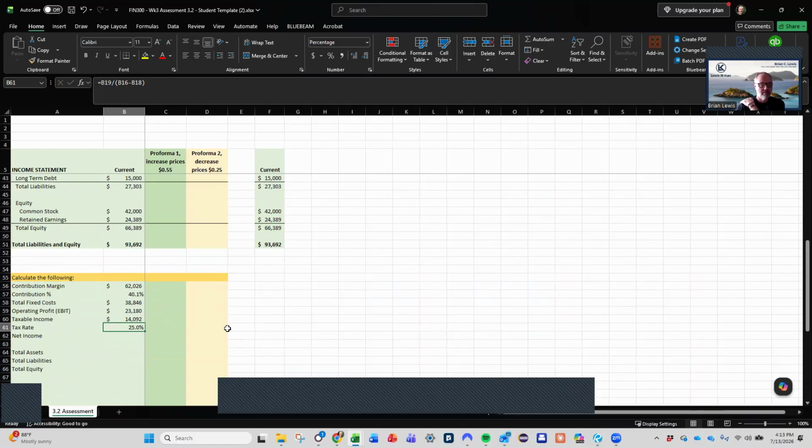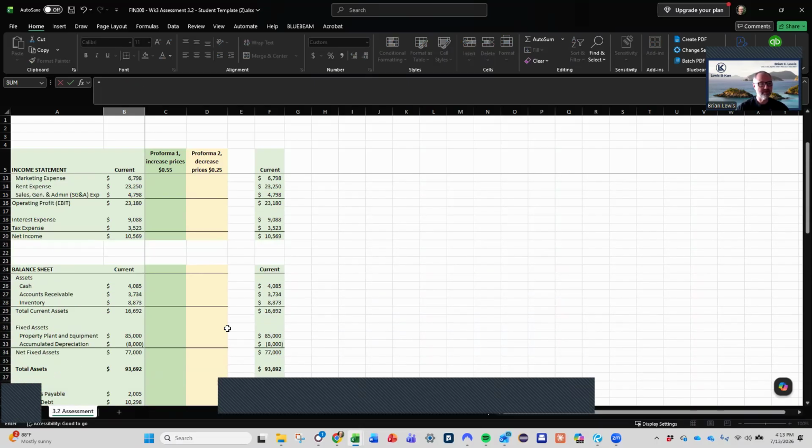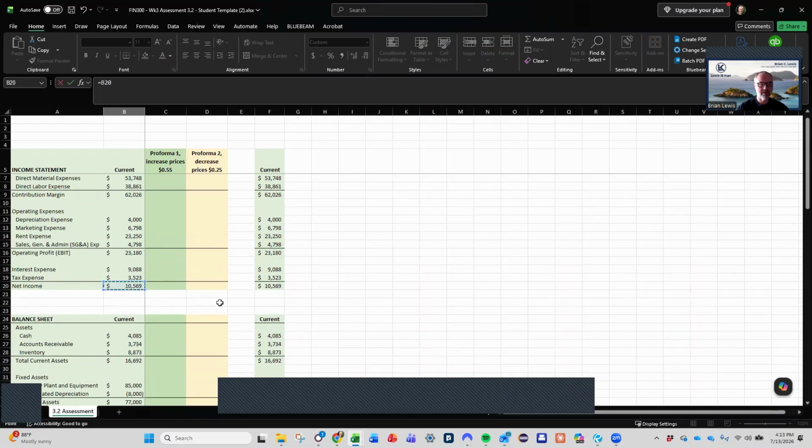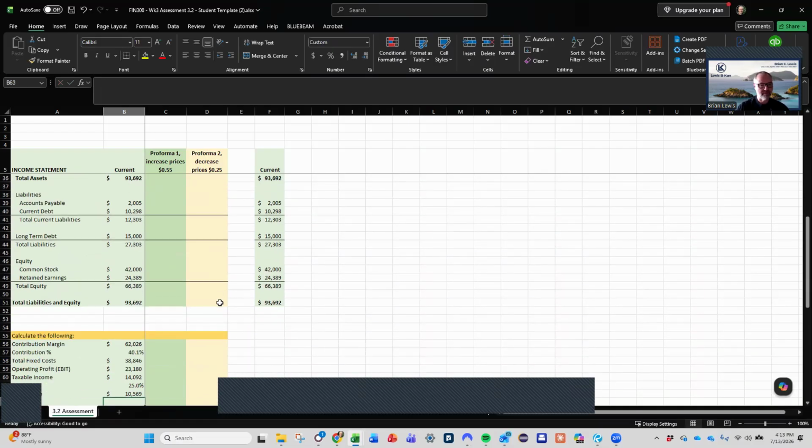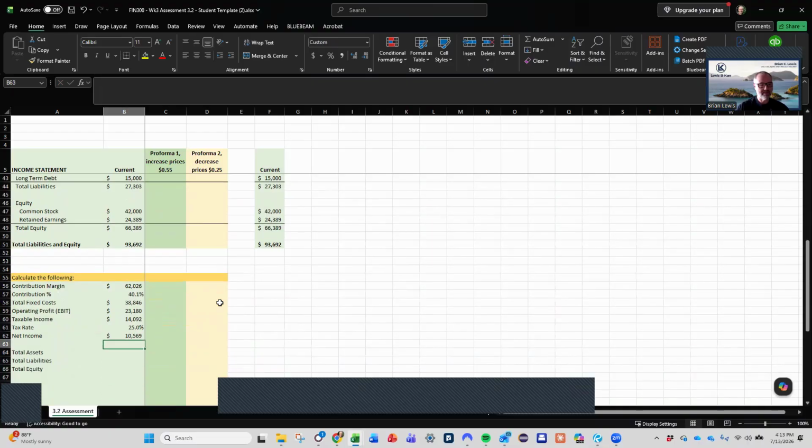Now we could, instead of doing the calculation I did before, but it's right there anyway. That 25% is there. We can actually do this. Well, keep it the way it is. Yeah, just the formula. So our net income is going to be the same as what's right there. 10,569.